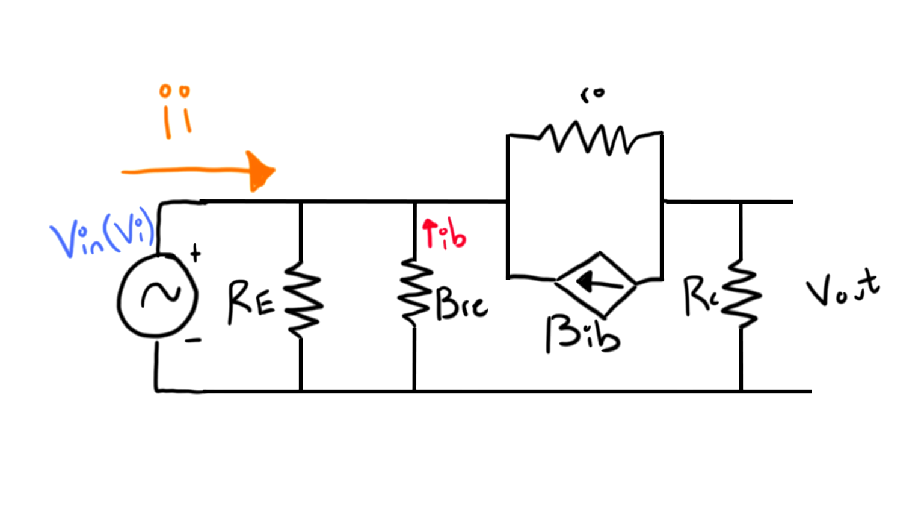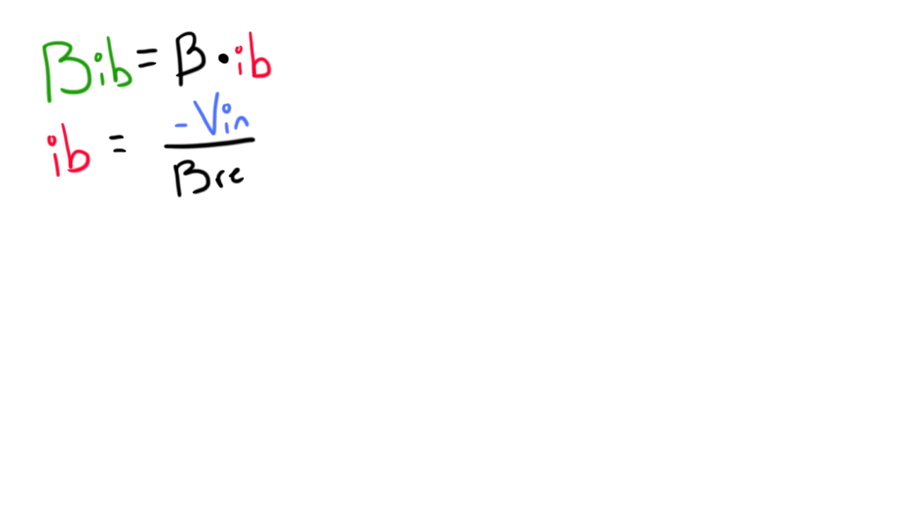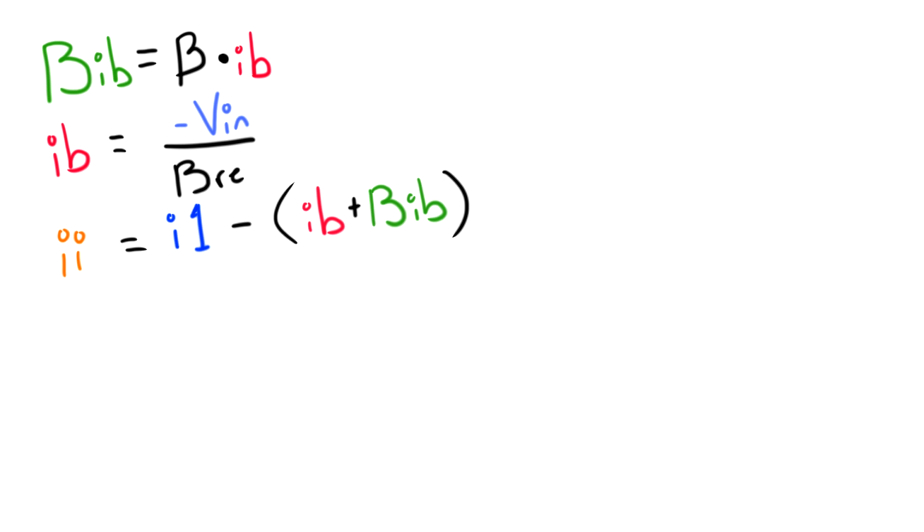So now we have the currents I in, I1, IB, and beta IB. And although we don't know the values, we know what these currents are. Beta IB is beta multiplied by IB. IB is equal to negative V in over beta RE. It's negative because the IB is flowing in the other direction. I in is equal to I1 minus IB plus beta IB. And finally, I1 is equal to V in over RE.